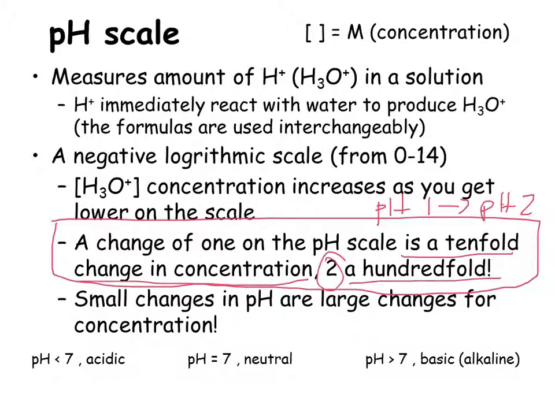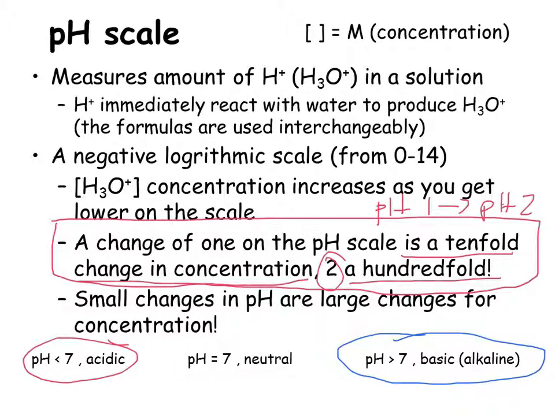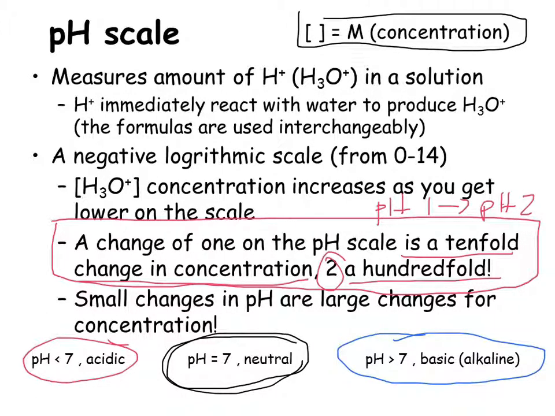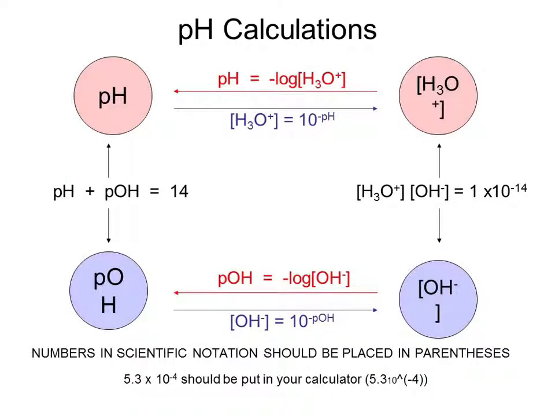And remember what I said before, anything that's less than 7 is going to be acidic. Anything that's greater than 7 is going to be basic, or in other words, alkaline. The only time that something is neutral is when the pH is exactly 7. And remember, when we talk about the log of the concentration, we're talking about the molarity of that. So you should be pretty familiar with how this thing works.